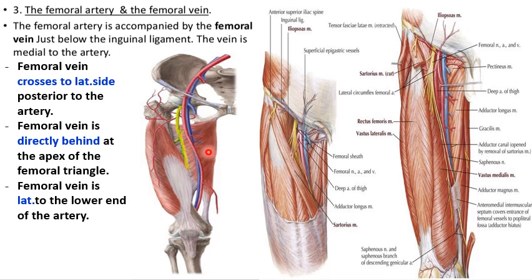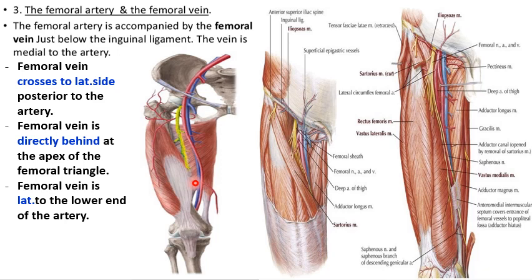and at the apex of the femoral triangle, the femoral vein is directly behind the femoral artery, and this is the apex. Later on, this is the adductor canal. So in the adductor canal, the femoral vein is lateral to the femoral artery.